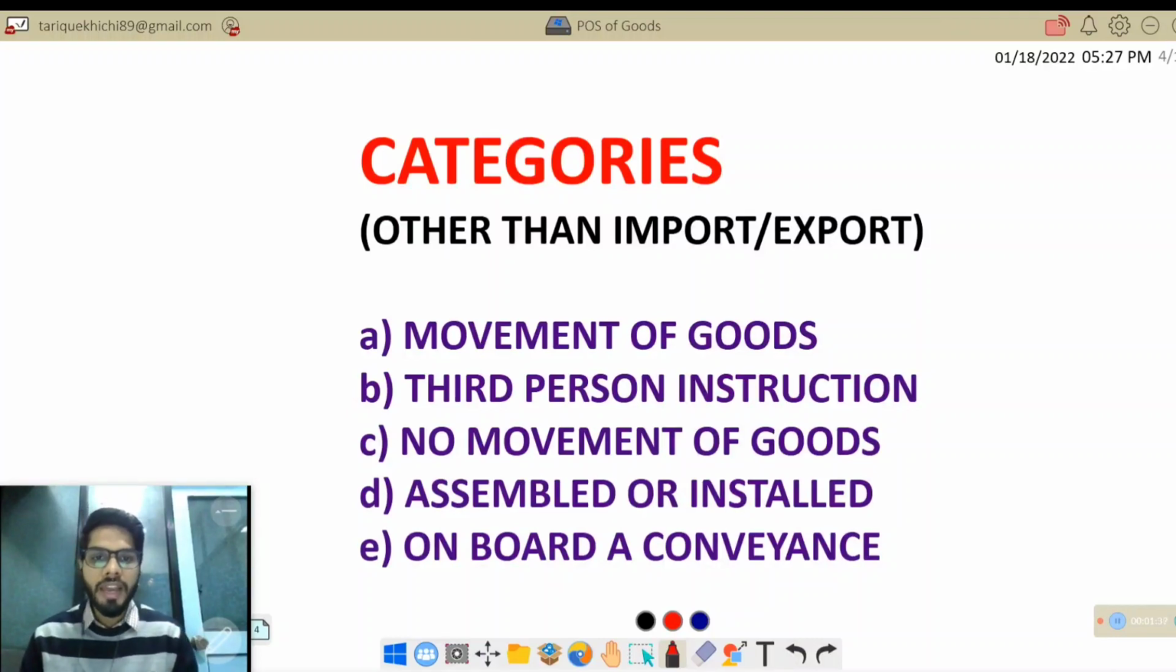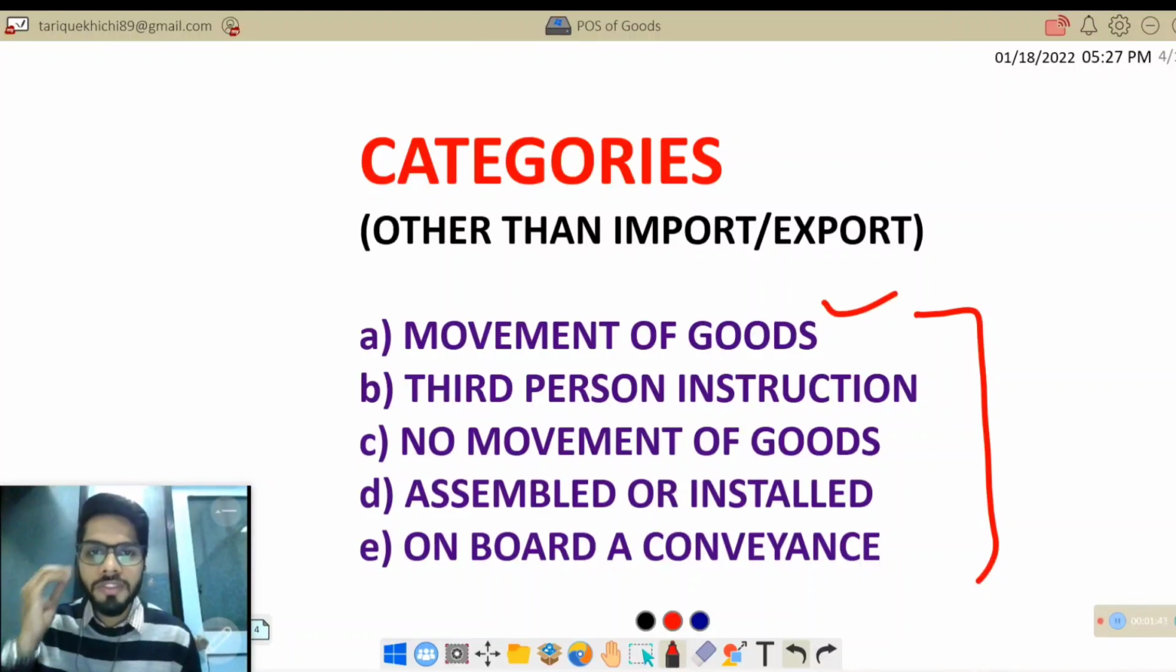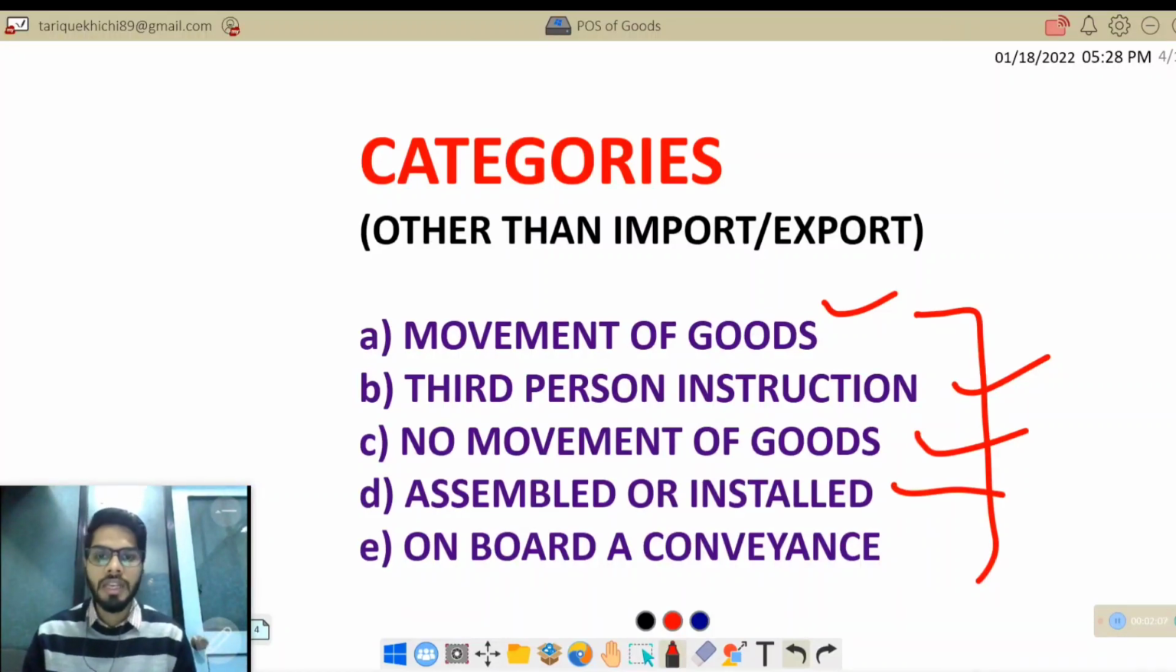Now in this video, we have to just cover 5 categories. First is when there is a movement of goods. So we have to decide the place of supply of goods when there is goods movement. Secondly, we have to decide place of supply in case the movement of goods is based on third party instruction. किसी तीसरे पार्टी के इंस्ट्रक्शन के हिसाब से गुड्स का मूवमेंट हो रहा है. Third, when there is no movement of goods, what will be the place of supply? Fourth, what will be the place of supply in case of goods assembled or installed? And fifth, place of supply in case goods are supplied on board a conveyance. During the journey, conveyance के अंदर जब कोई goods supply हो रहा है. So let's start one by one.